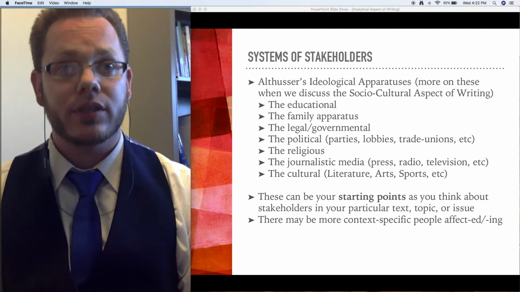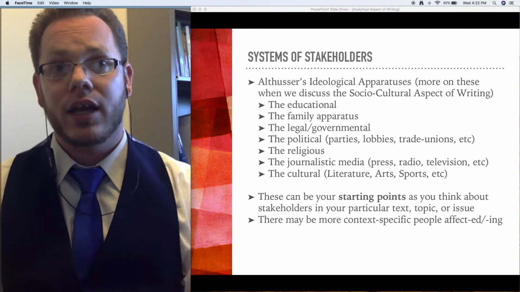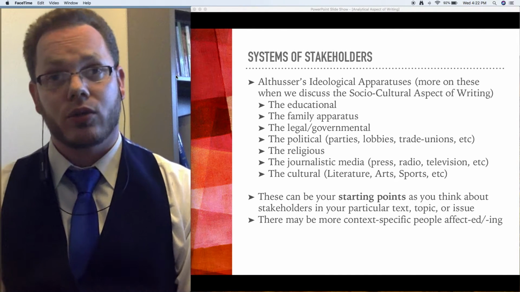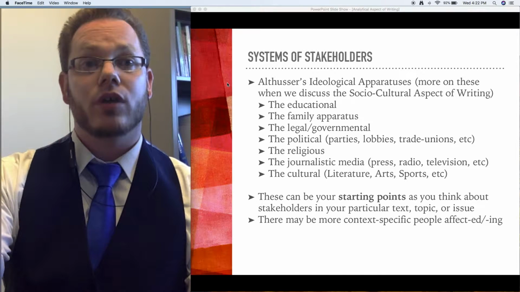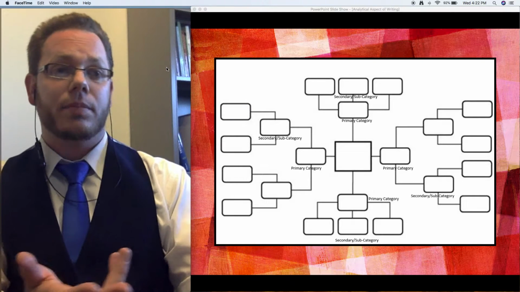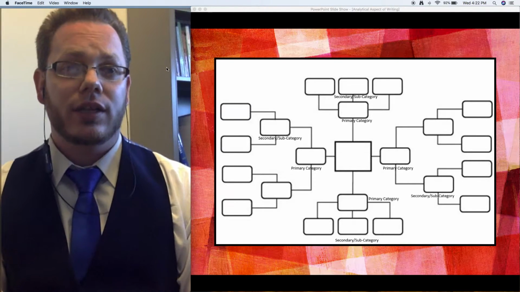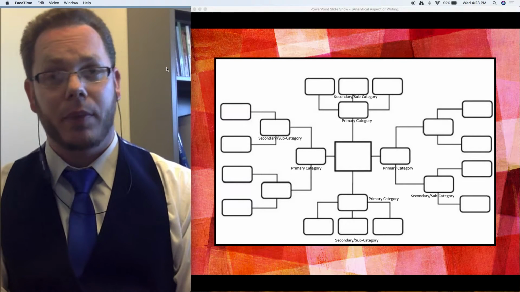Again, these can be starting points. That's one model for doing stakeholder analysis. You don't have to get stuck to that. We'll talk more about it when we talk about the sociocultural aspect of writing. So continuing on, to get started, this is a map I like to use. A lot of people will initially look at this, get confused, and just do a basic bubble map.